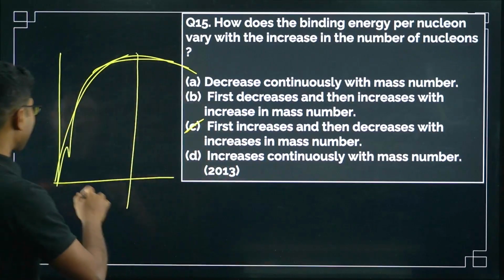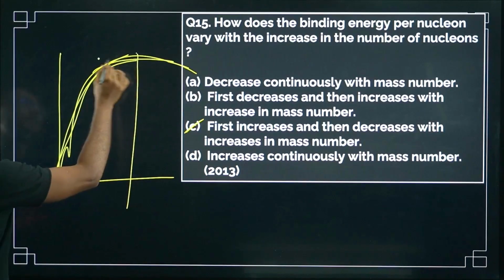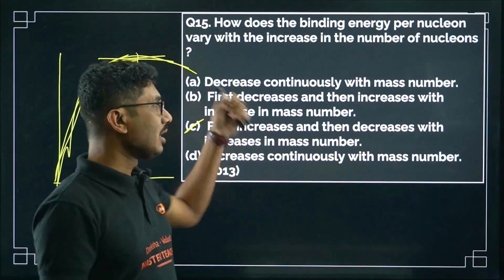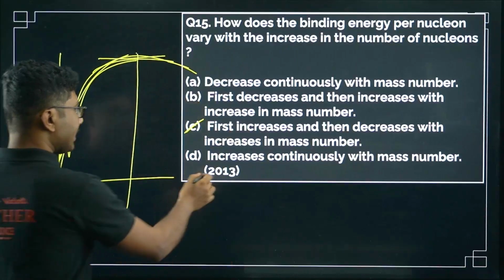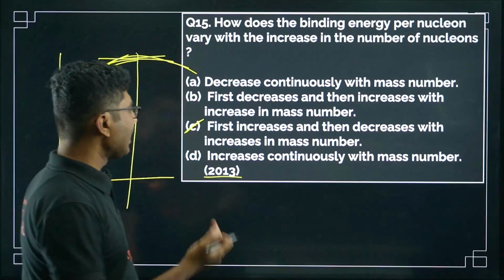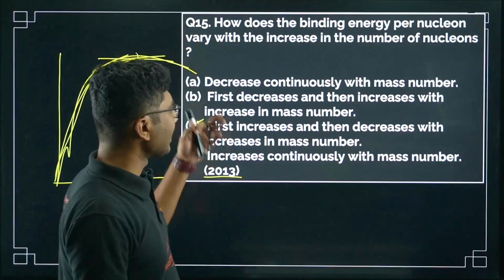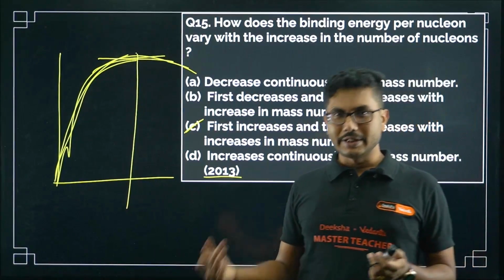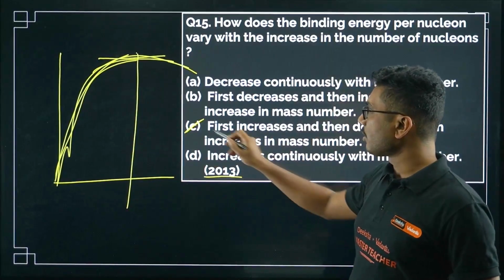First the binding energy per nucleon increases, then it becomes constant, then it decreases. The constant part is not mentioned unfortunately in this option. It is one of the previous year questions, 2013 it came, long back anyway, but you have to remember that it increases and then becomes constant and then slowly decreases. So this is the correct answer, option C.